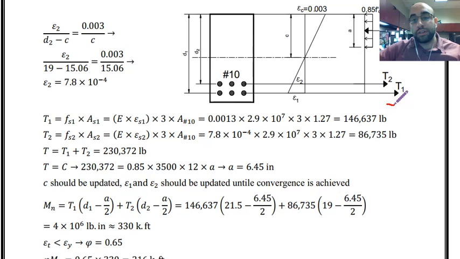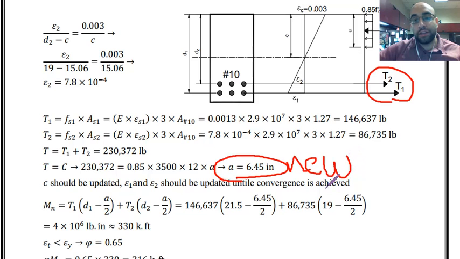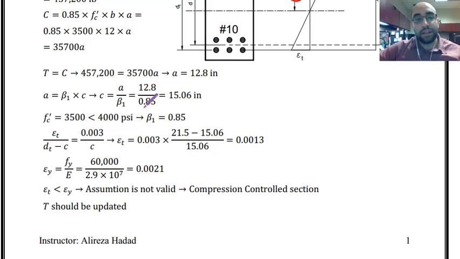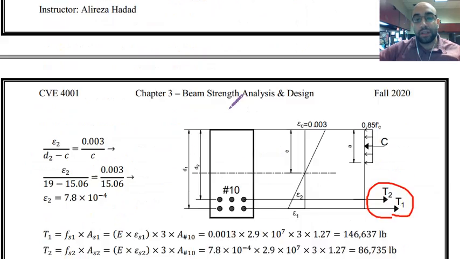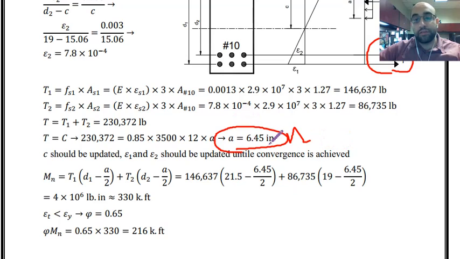Now that I have the total tension force by adding these two together, I have to update my equation of equilibrium. See, now I can say T is equal to C, summation of these two is equal to 0.85 f'c b a, and find the new value of A. See, the A that I already calculated was based on the assumption that the steel has yielded. Now this A is based on the fact that the steel has not yielded and the actual strain is calculated.